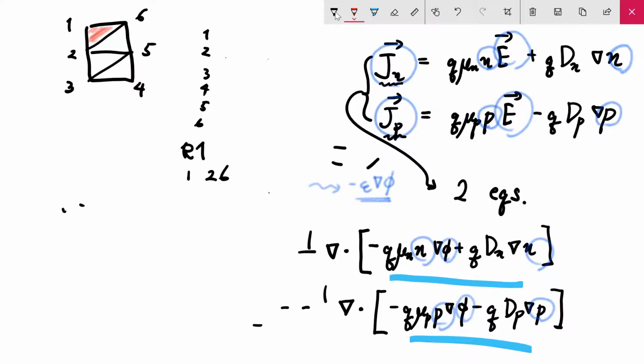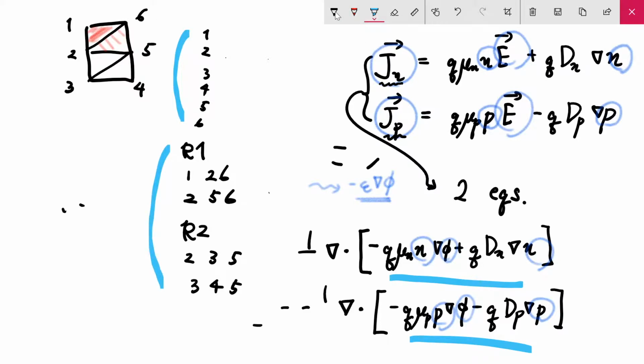Then another one is 2, 5, 6. Then it means that this triangle also belongs to R1, and say that R2, then you will have in the same way 2 3 5 and 3 4 5 as your two files. Yes, this is the vertex file and this is the region file.